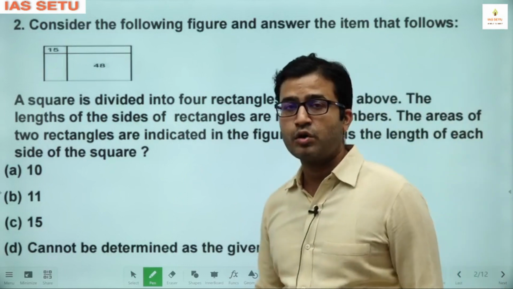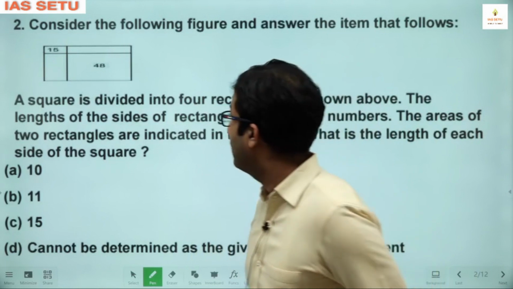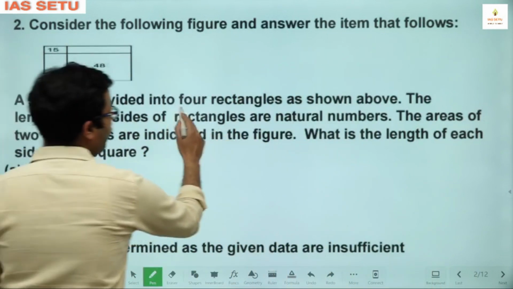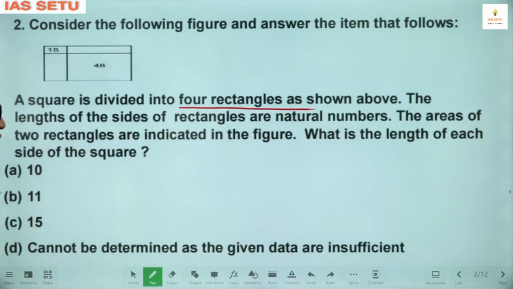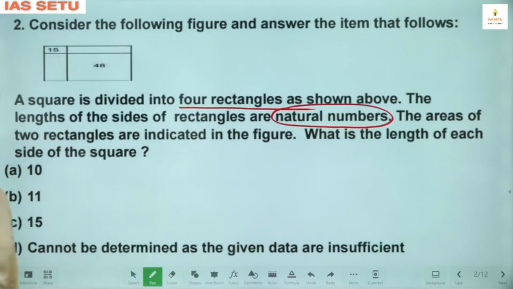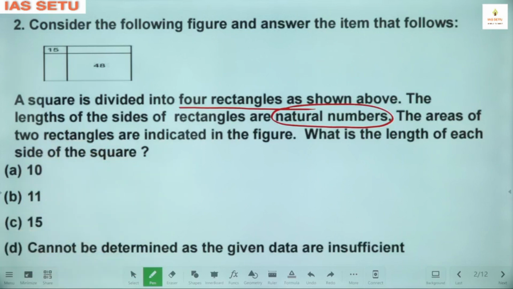Question number 2. This is not only geometry mensuration, it is number system factorization also. Consider the following figure, answer the items that follow. A square is divided into 4 rectangles as shown above. The lengths of the sides of the rectangles are natural numbers. It cannot be decimal. You cannot say 2.5. You have to restrict your imagination to natural numbers.